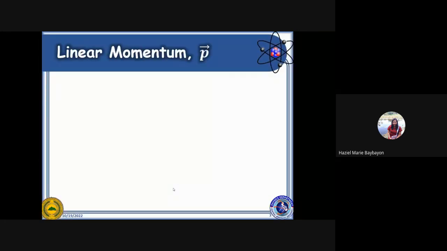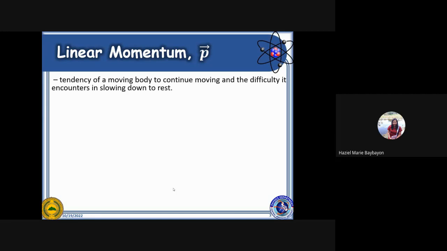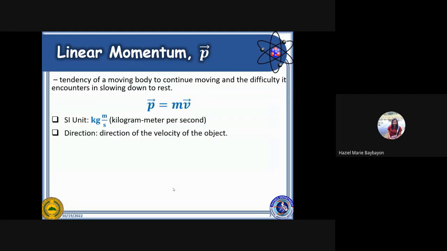Okay, so let us define first linear momentum. So linear momentum is a vector quantity which is denoted by the small letter p, or the lowercase letter p. Okay, so it is defined as the tendency of a moving body to continue moving and the difficulty it encounters in slowing down to rest.